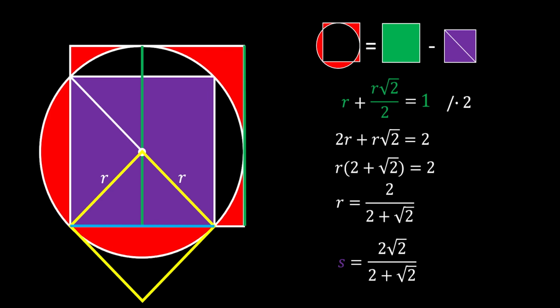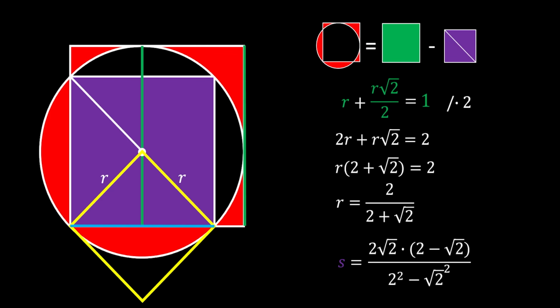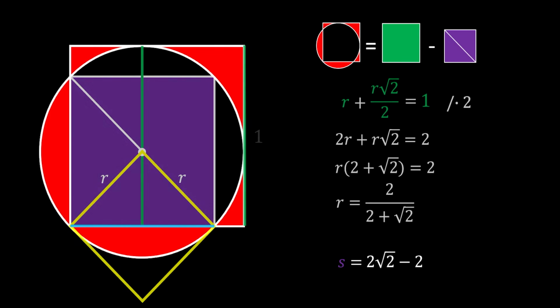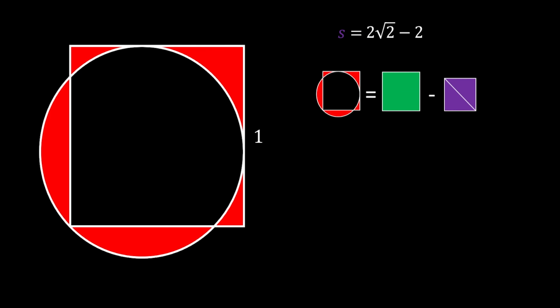Now we can multiply this by a conjugate to simplify this even more. From here we will get the following. Now we will continue simplifying, and if we solve this, we will get the following. Here we can divide everything with 2, and we will get that the side of our purple square is equal to 2 square root of 2 minus 2. So now we have the value for the side of our purple square, and we already know that the value for the side of the big green square is equal to 1.